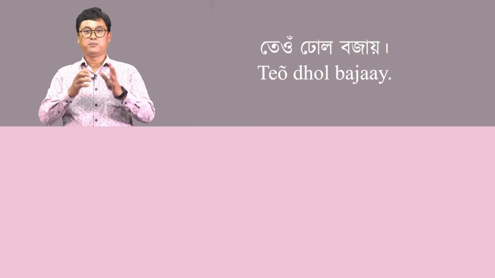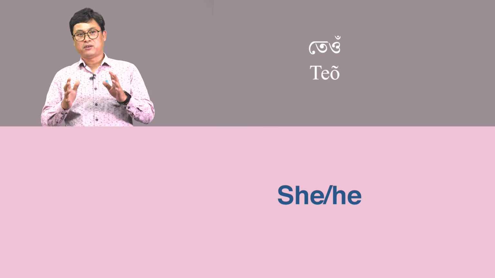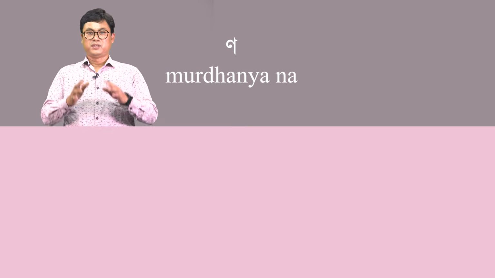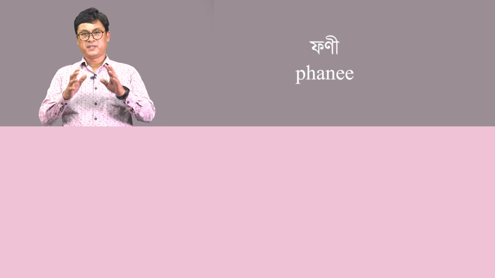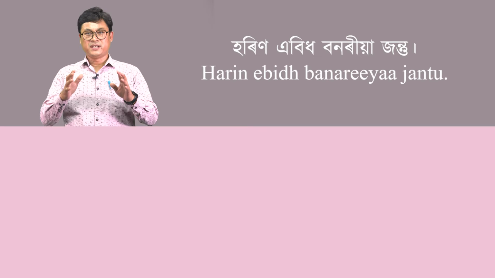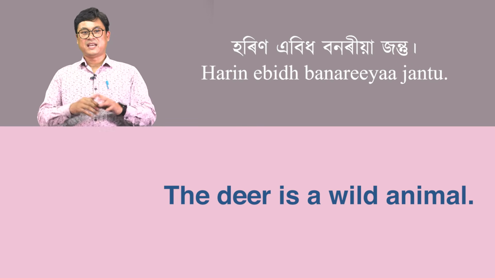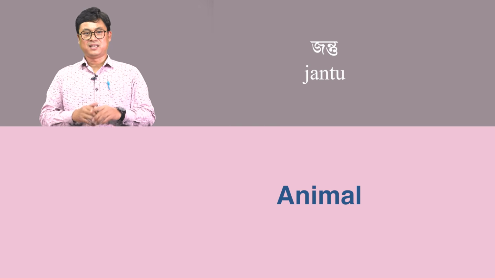Let's have a sentence using one of these words. Teo dhul bojai, which means she or he plays drum. Here, teo means she or he with respect or in formal speech situations. Bojai means plays. Mudhanya no for horin means deer, and phoni, which means comb. It occurs only word finally. Horin abit bonoria zontu. That means the deer is a wild animal. Here, bonoria means wild and zontu means animal.